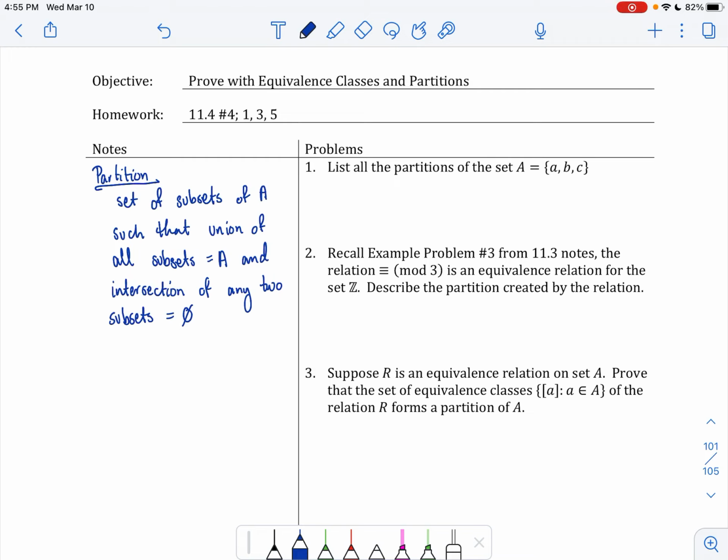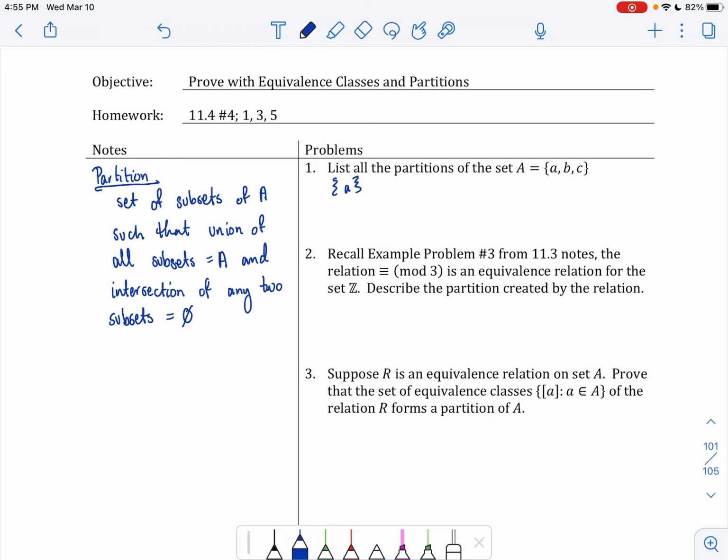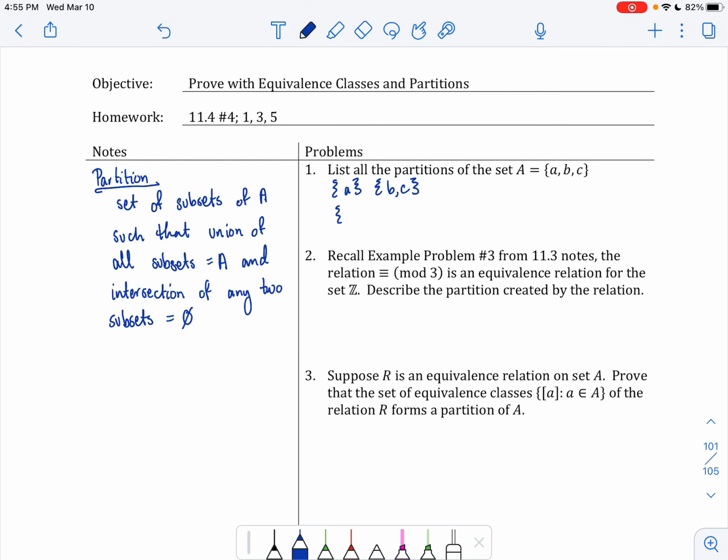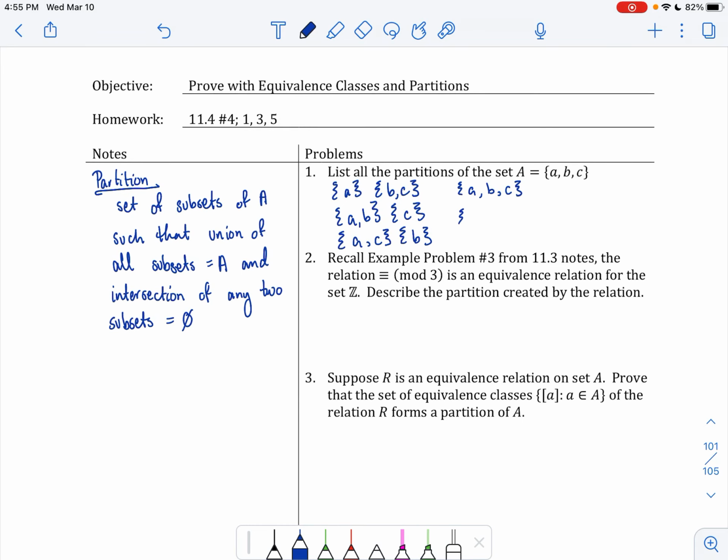So let's look at a couple examples. List all the partitions of A. What this means is that we can make subsets. One partition of A would be A, and then B and C. So what we can see here is that we have A, B, and C. We have all the elements, but there's no overlap. There's no intersection. You could have A and B together, and then C. You could have A and C together with B. You can also just have it as A, B, and C, a partition made up of just A. You can also have it where they're all separate. So these are the possible partitions of the set A.